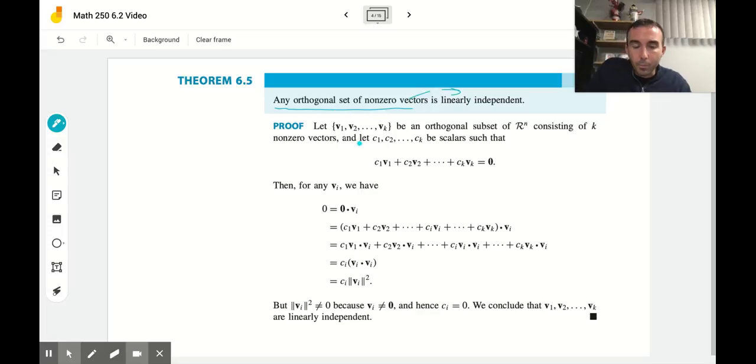So you take an orthogonal subset of Rn consisting of k non-zero vectors. So before we had 3, but here we'd have k. And we have scalars c1 through ck such that c1v1, c2v2, all the way up to ckvk equals 0. Just like our proofs earlier on, we want to talk about the scalars and what that means in terms of the equation. So again, using the manipulating backwards approach, if I look at 0, that would be equal to the 0 vector times any vector vi.